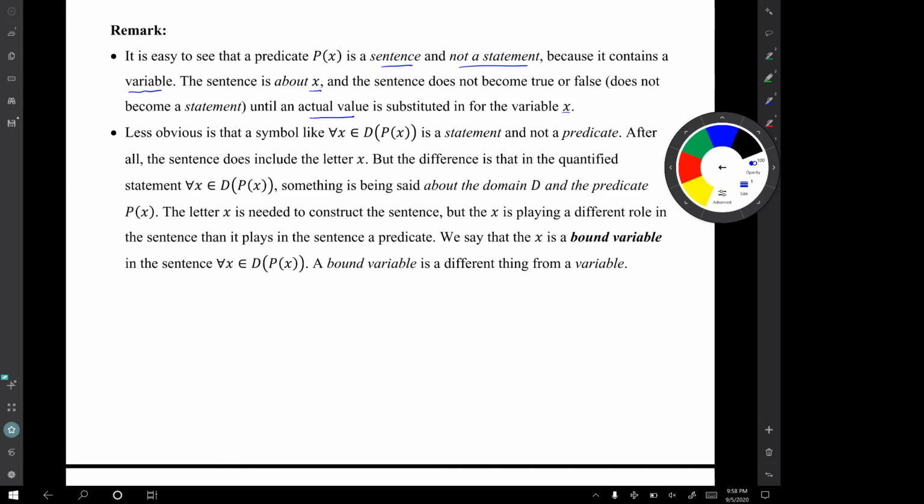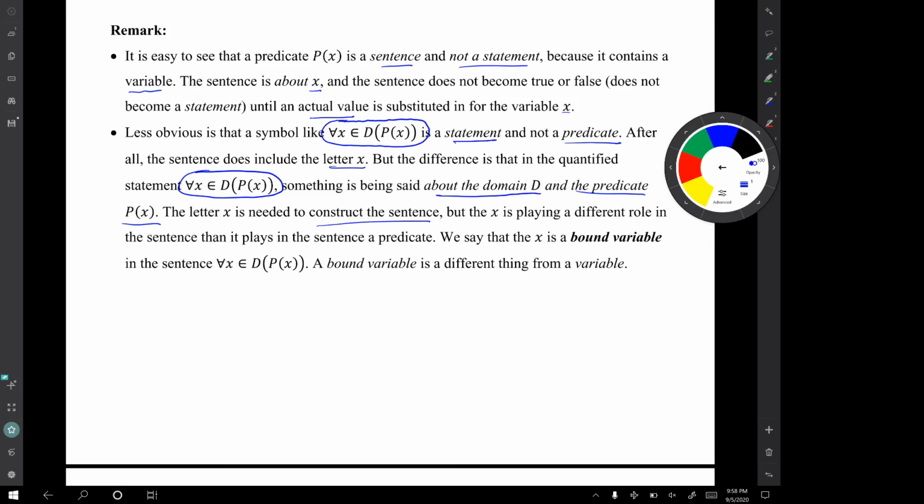What's less obvious is that a symbol like this universally quantified statement is a statement and not a predicate. That's not obvious because, after all, the sentence does include the letter x. But the difference is that in the quantified statement, something is being said about the domain D and about the predicate P of x. The letter x is needed to construct that sentence, but the x is playing a different role in this sentence than it plays in the sentence of a predicate.